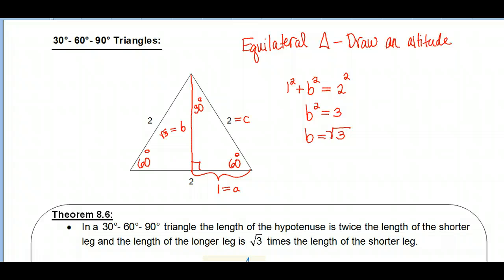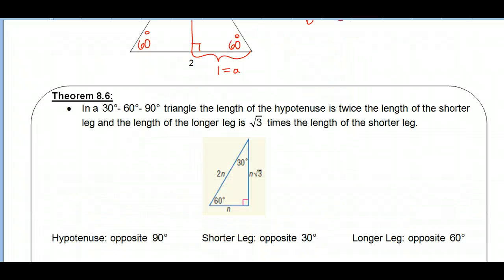The relationship here is always going to follow this: here's the shorter leg, we're just going to say it's n. The hypotenuse is always going to be twice that. Again, why do we know it's twice it? Because it came from an equilateral triangle cut in half. And then the longer leg is always going to be that shorter leg times root 3.